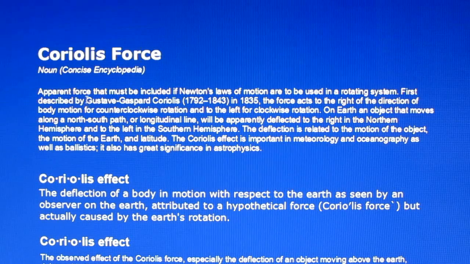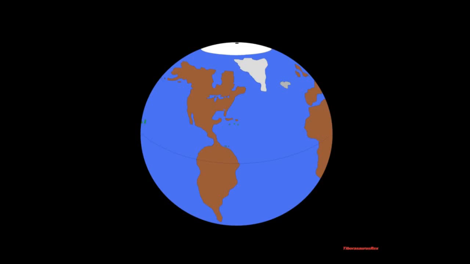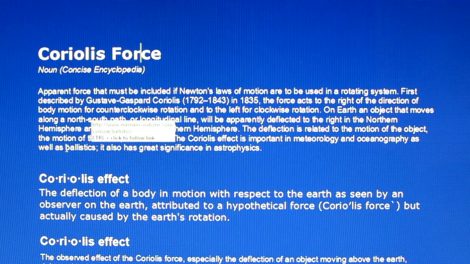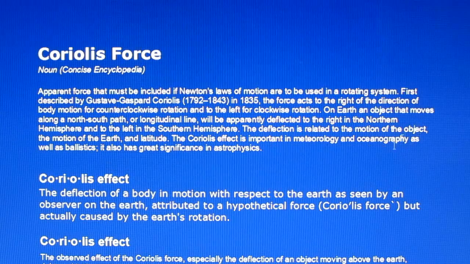Coriolis force is an apparent force. It's not really truly a force. It's just an apparent force that must be included if Newton's laws of motion are to be used in a rotating system. First described by Gustav Coriolis back in the 1800s, in 1835. The force acts to the right of the direction of body motion for counterclockwise rotation and to the left for clockwise rotation. On Earth, an object that moves along a north-south path or longitudinal line will be apparently deflected to the right in the northern hemisphere and to the left in the southern hemisphere. The deflection is related to the motion of the object, the motion of the Earth, and latitude. So this is important not only for meteorology and oceanography, but also in ballistics, okay?